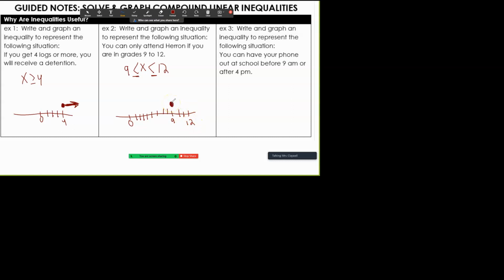I have to stay in between 9 and 12, so I have 2 constraints here. That makes it a compound inequality. So Example 1 is not a compound inequality. Example 2 is a compound inequality.